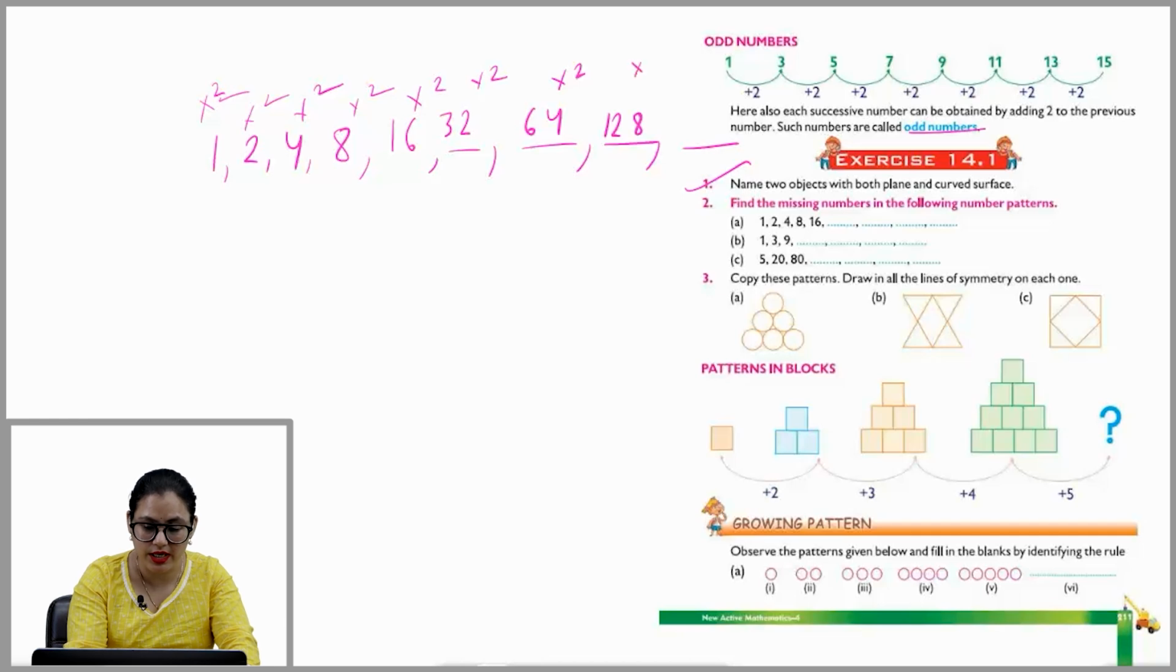And then 128 into 2, you can multiply. 2 8s are 16, 1 carry. 2 2s are 4 plus 1, 5, and 2 gives 256.